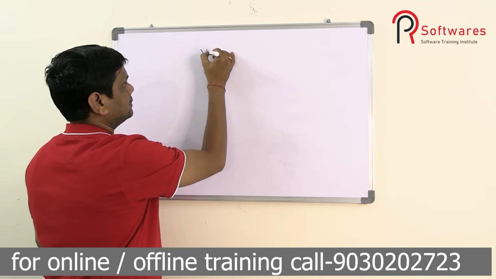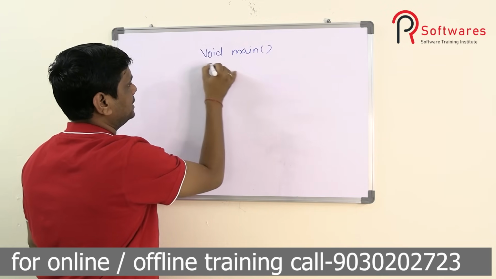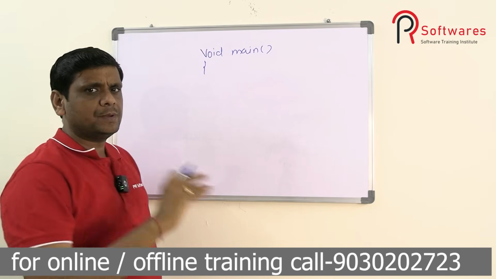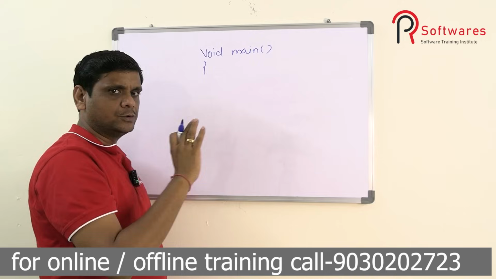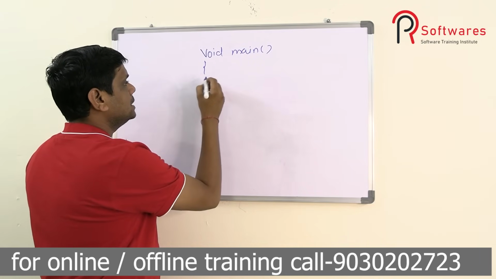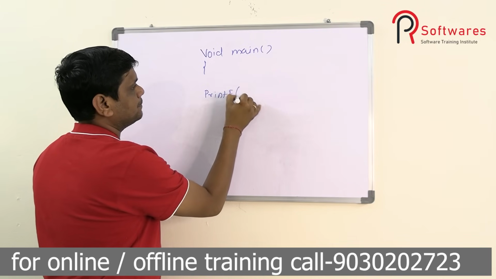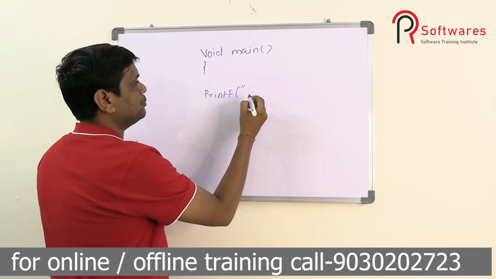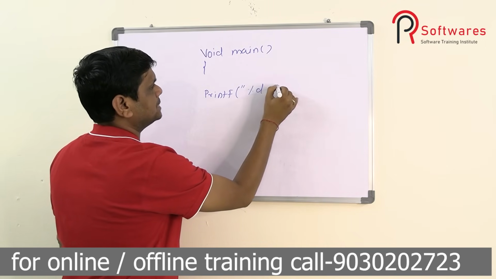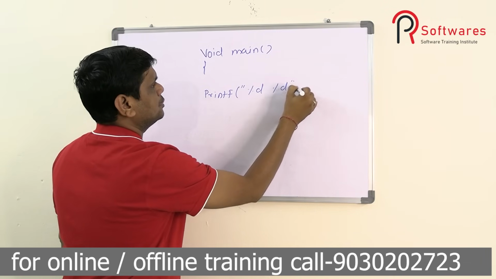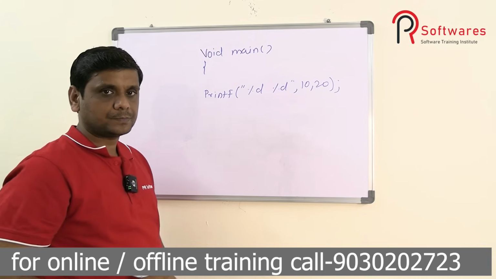As you know, to start any C language program, we write void main. Now you should remember, guys, I will not write the header file every time. You should remember we need the header file to run the program. Next, I want to print numbers. Suppose I write printf. I want to print 10 and 20, so I write %d. What will get printed? 10 and 20 will get printed on the screen.